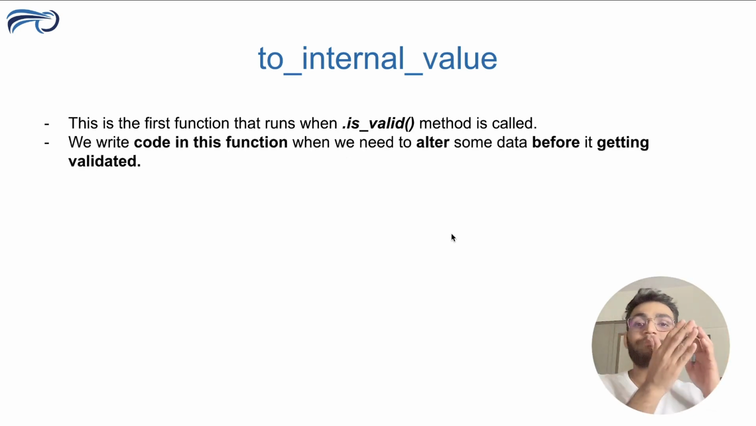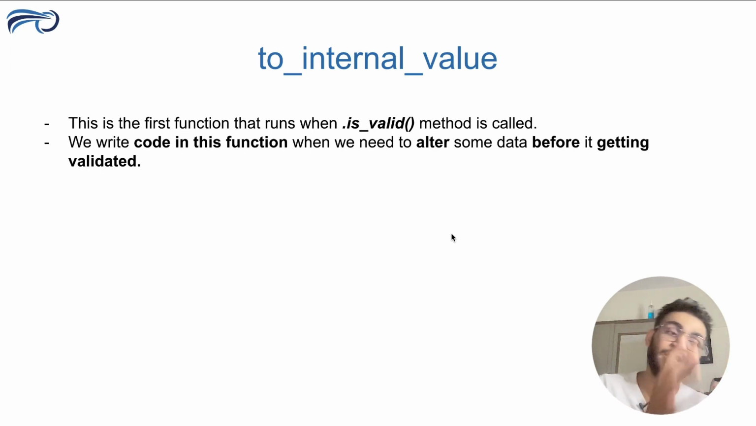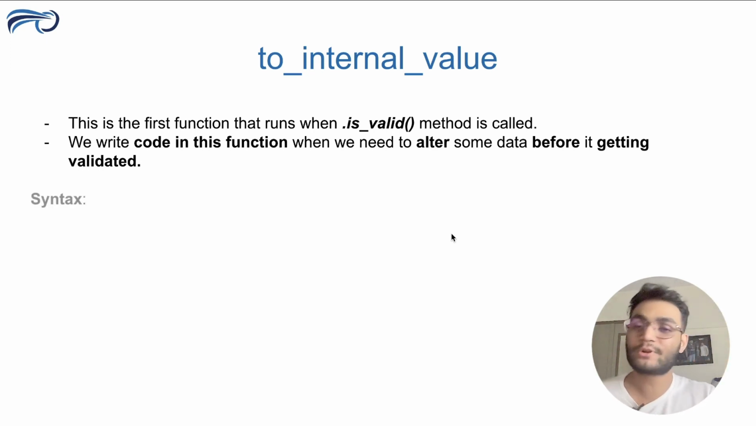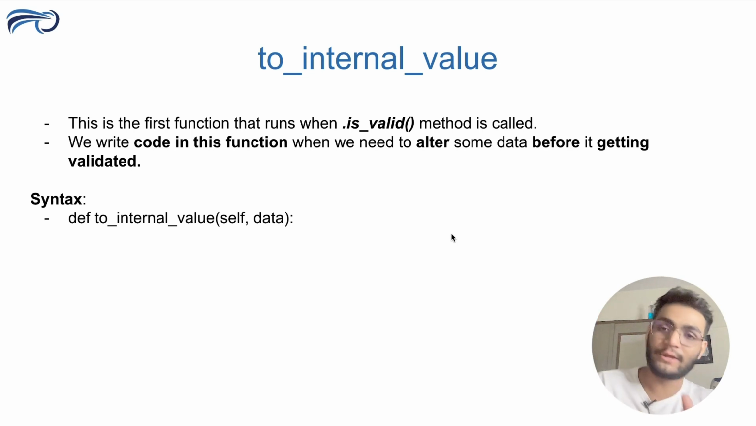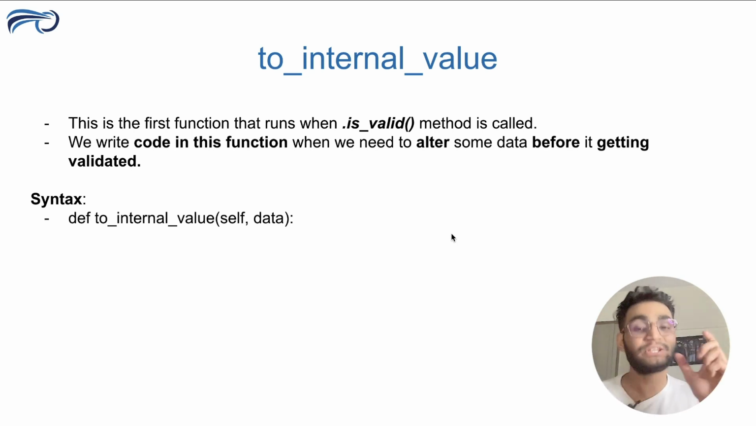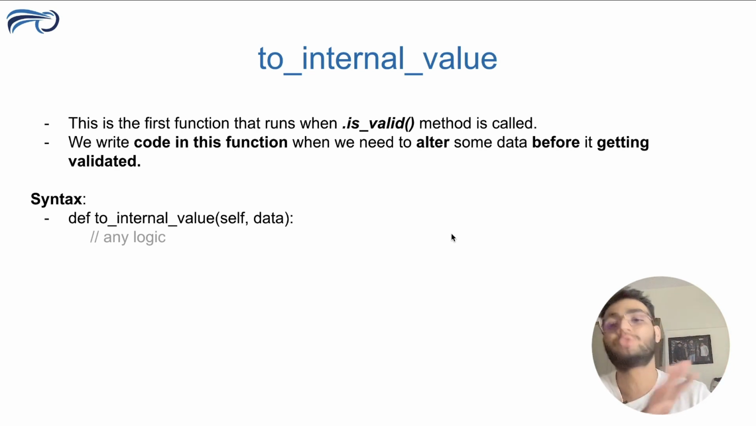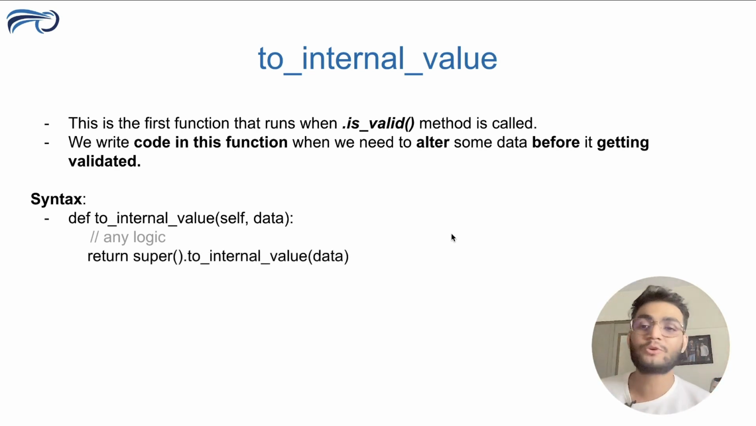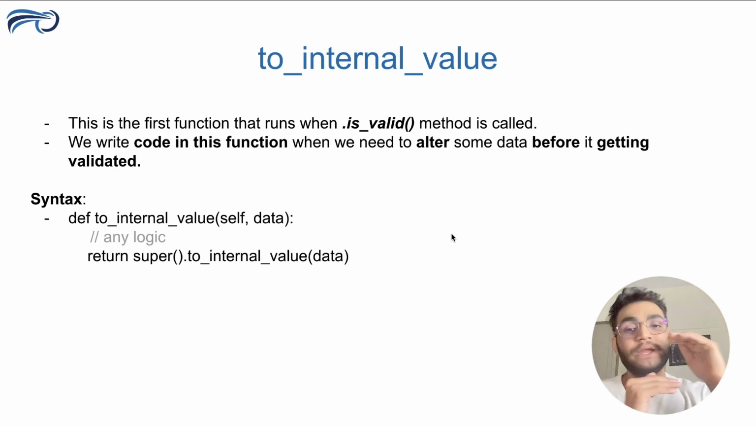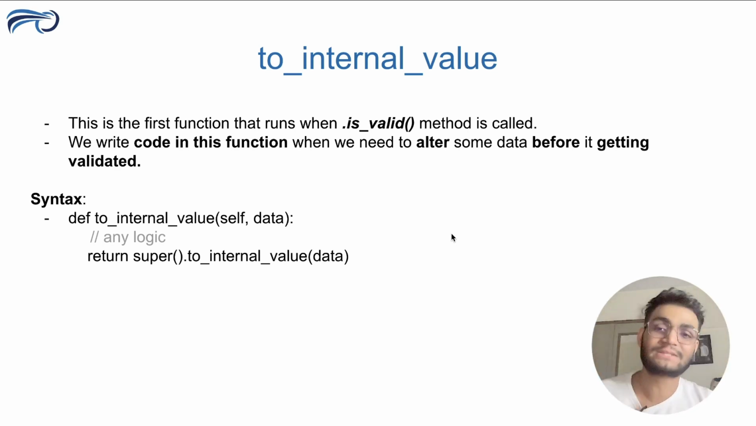Whenever we want to change the data, we write the code inside this function and alter the data before it gets validated. The syntax is def to_internal_value(self, data). Data is a dictionary with all the key-value pairs. Whatever logic or alteration you want to do, you can write it here. Then you return the data to the super class's to_internal_value function, so that all the validations can run. I think you might have got a bit of understanding of this.